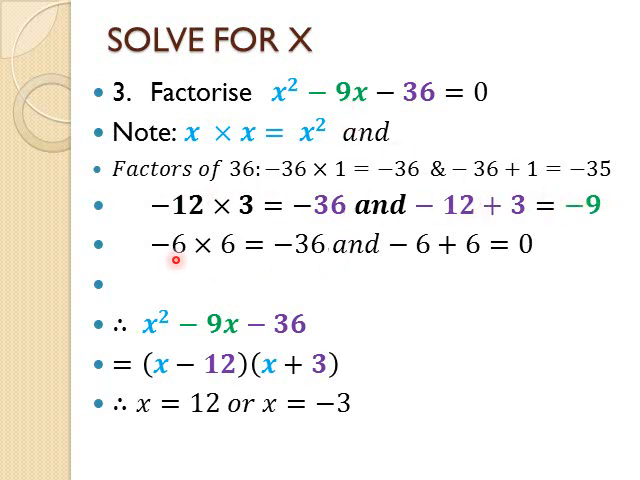If you look at the third one here, minus 6 times 6 would give me minus 36, but minus 6 plus the 6 would give me 0. So the only factors I can use is the one here in the second row. So factorize x squared minus 9x minus 36. X squared is x times x. There, as you can see, I have minus 12 plus 3, because minus 12x plus 3x would give me minus 9x. Therefore x equal 12 or x equal minus 3. That's revision from what you've done in grade 10. Right, next problem.